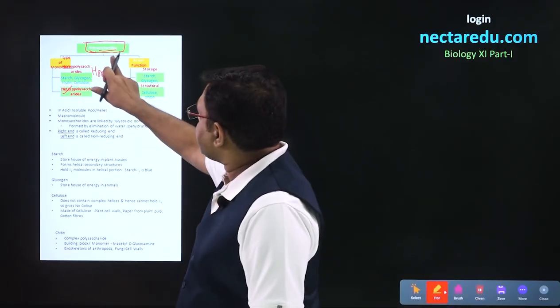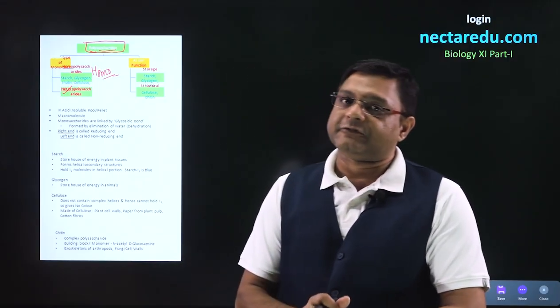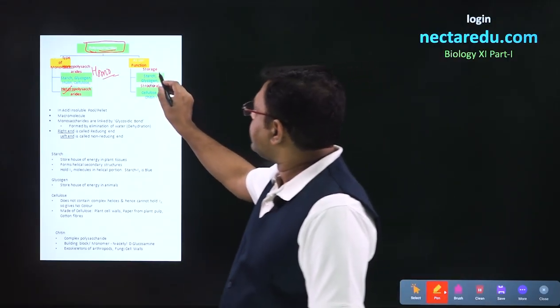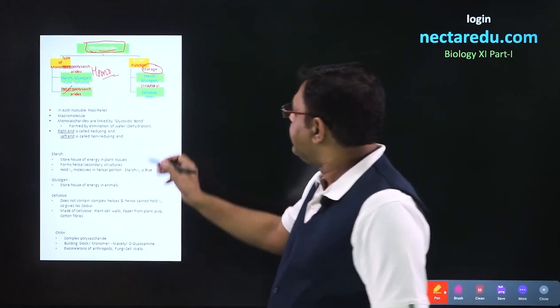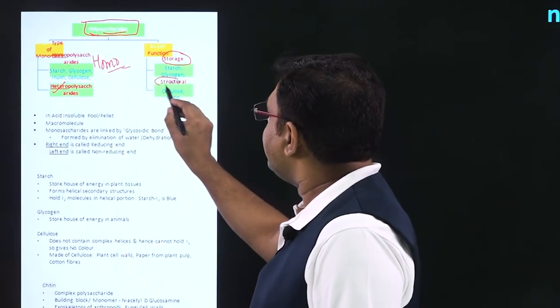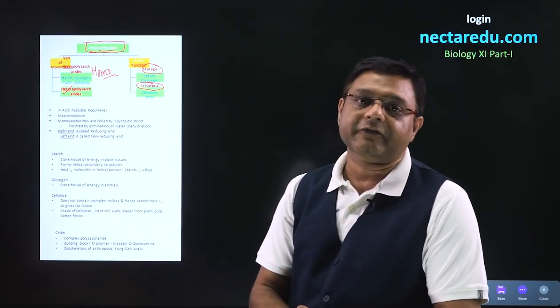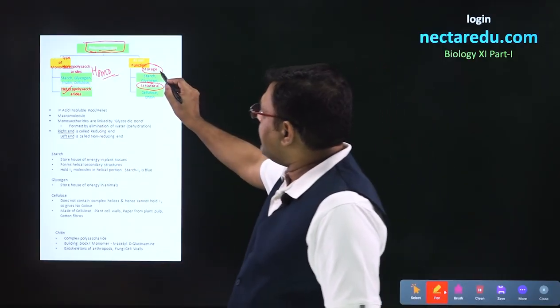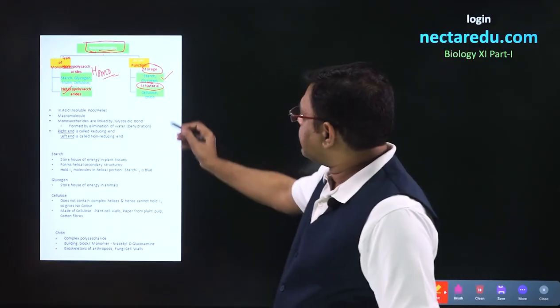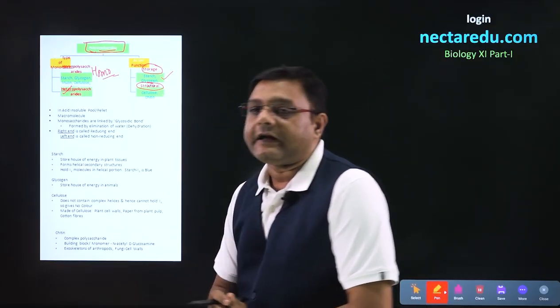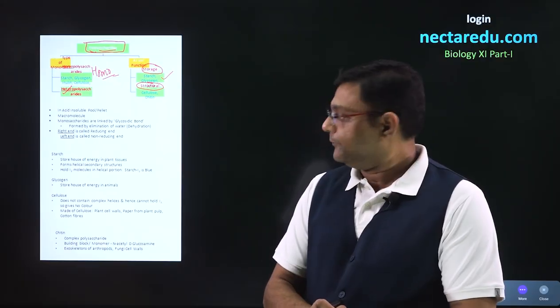The second way of classifying polysaccharides is as per their function. We can classify them as storage, when their function is storage. We can also classify them when the function is forming structure. The examples of storage are starch and glycogen. The examples of structural polysaccharides are cellulose and chitin.